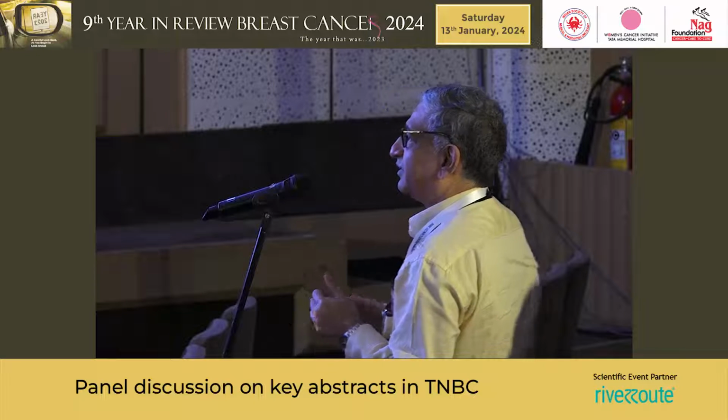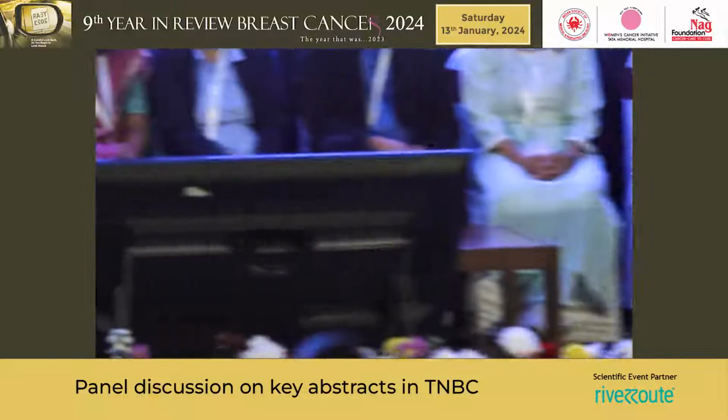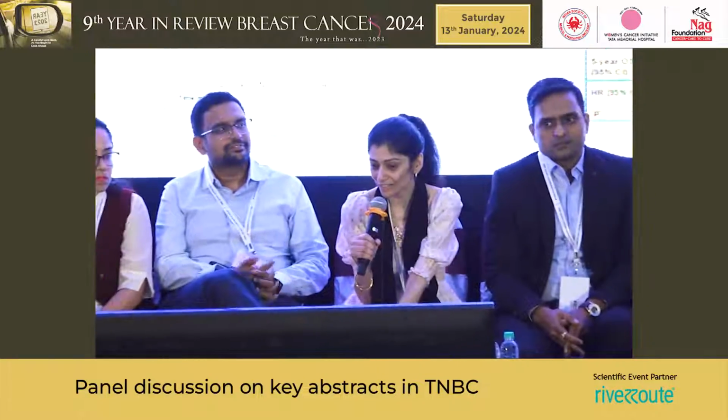Which is why I feel that for all triple negative breast cancer patients, if you can't use pembro, which is so expensive, carbo is cheap. And you get that PCR that you want, and patients actually do very well.